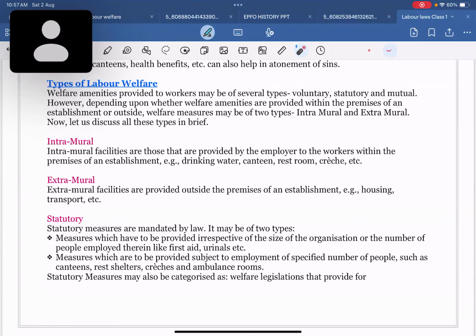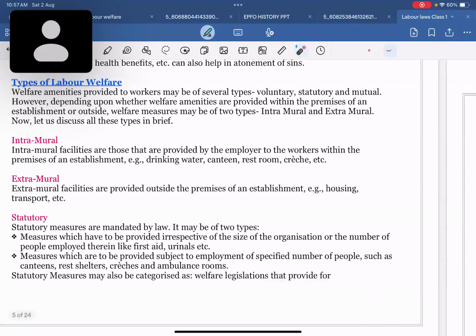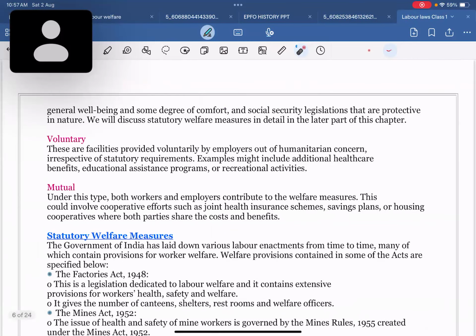Okay. Next, statutory measures may also be categorized as welfare legislation that provides for general well-being and some degree of comfort, and social security legislation that is protective in nature. We will discuss statutory welfare measures in detail later in this chapter. Fine. Now comes the voluntary. These are facilities provided voluntarily by employers out of humanitarian concern, irrespective of statutory requirements. Examples might include additional healthcare benefits, educational assistance programs, and recreational activities, which we have discussed in the humanitarian concern sections. Got my point?